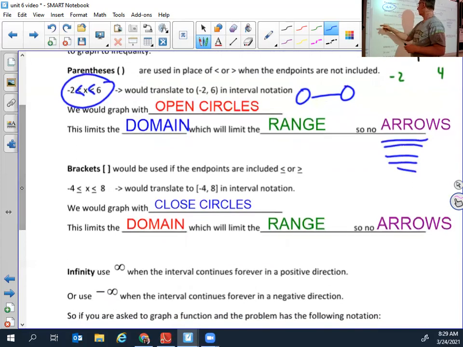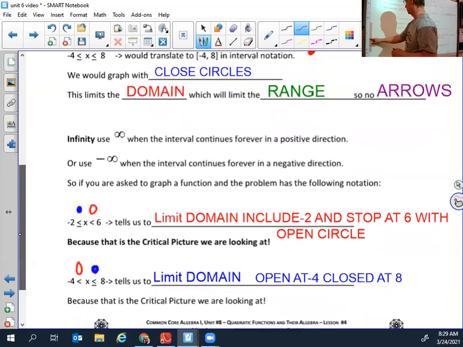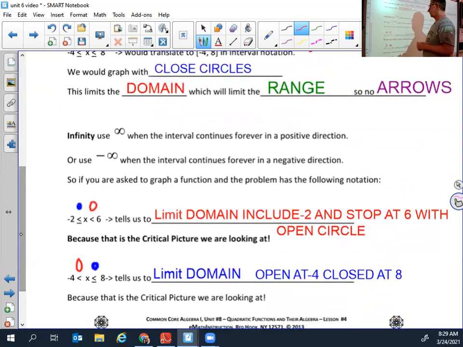On the next one, also remember we got the parentheses here. If they say this is an interval notation, and you have the rounded brackets versus the square brackets, rounded brackets give you open circles, square brackets give you closed circles. But once again, it still limits the domain, which limits the range, which means there are no arrows. If there are no limits to the domain, that's from negative infinity to positive infinity, then you do get arrows on the end of it, indicating it goes on forever and ever.